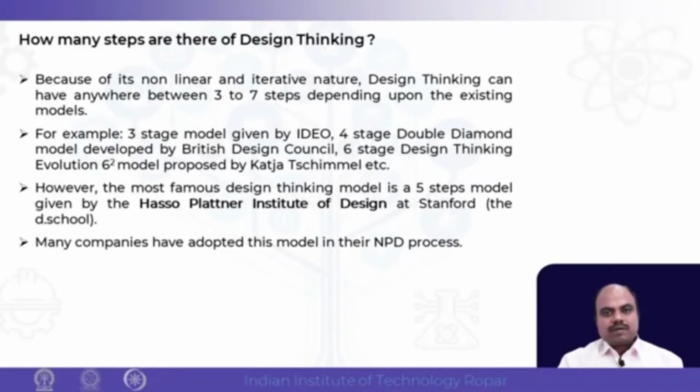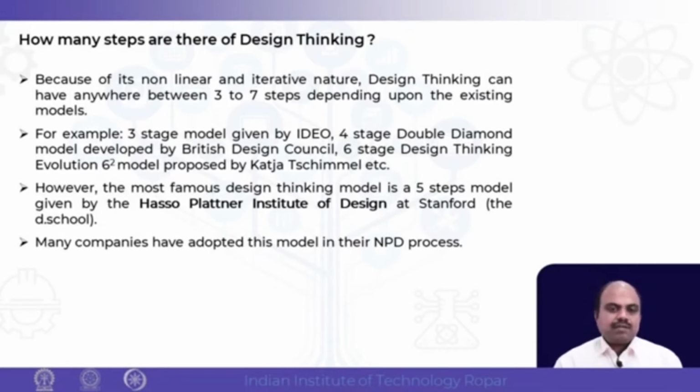Now let us understand or learn about design thinking steps. Actually, in design thinking steps, there are so many design thinking models available. Some models have 3 steps, some have 4, 5, 7, like that. So there are various existing models, and the steps range from 3 to 7.